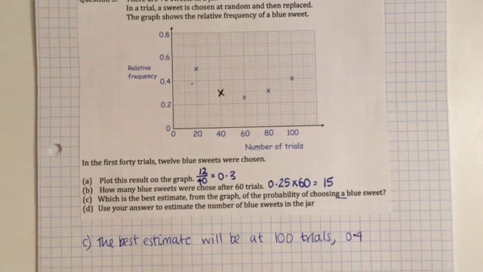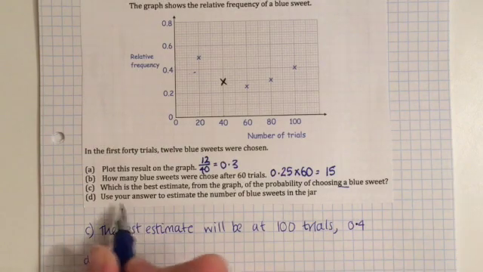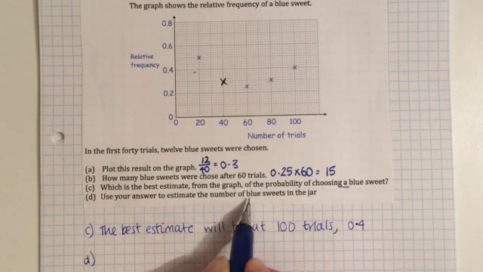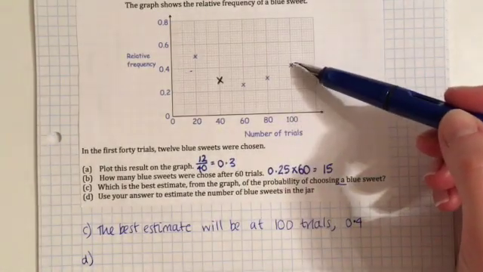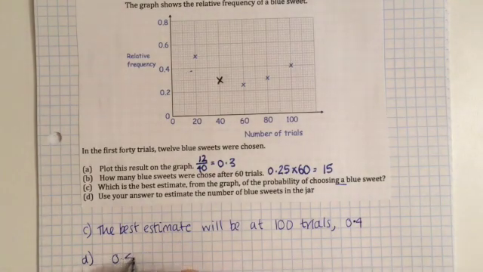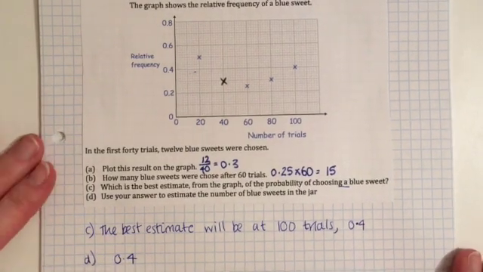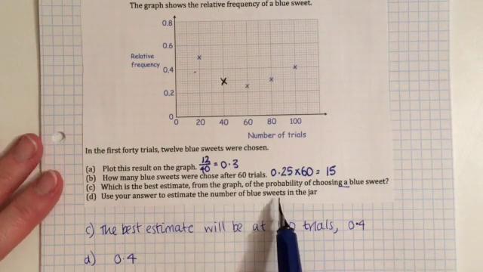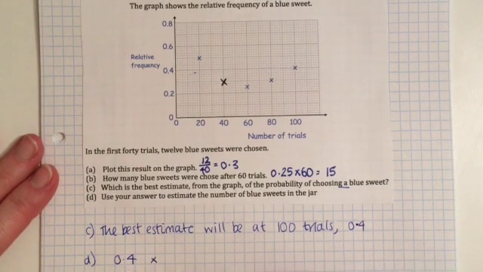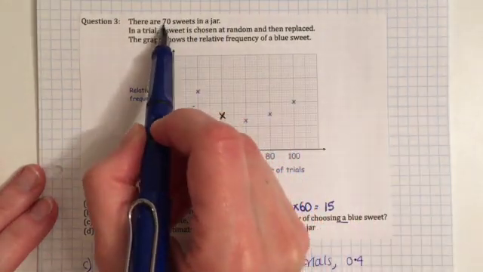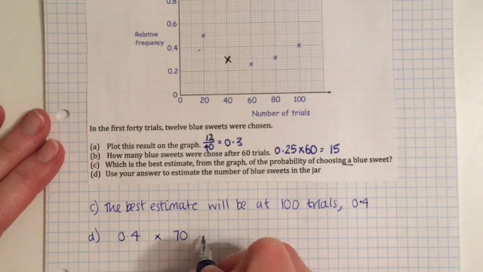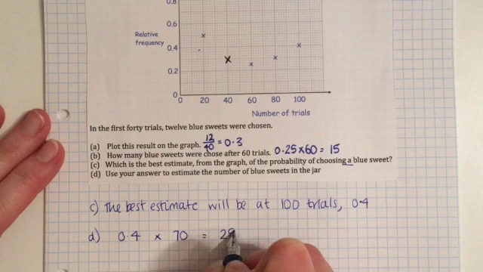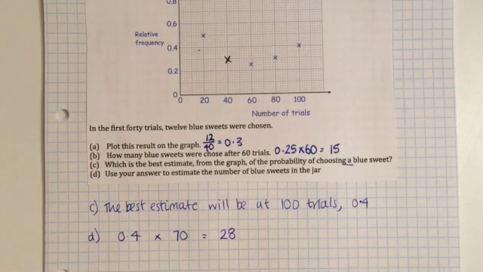Okay, right, the last part, part D. Use your answer to estimate the number of blue sweets in the jar. So we chose 100 trials and that was 0.4. So the probability was 0.4. We want to know then how many sweets there would be in the jar. So we need to multiply it by the number of sweets in the jar, and that's at the very beginning of the question, and there were 70 sweets. So I need to multiply that by 70, okay, and the answer is 28. So it's saying that there were 28 sweets in the jar out of the 70.